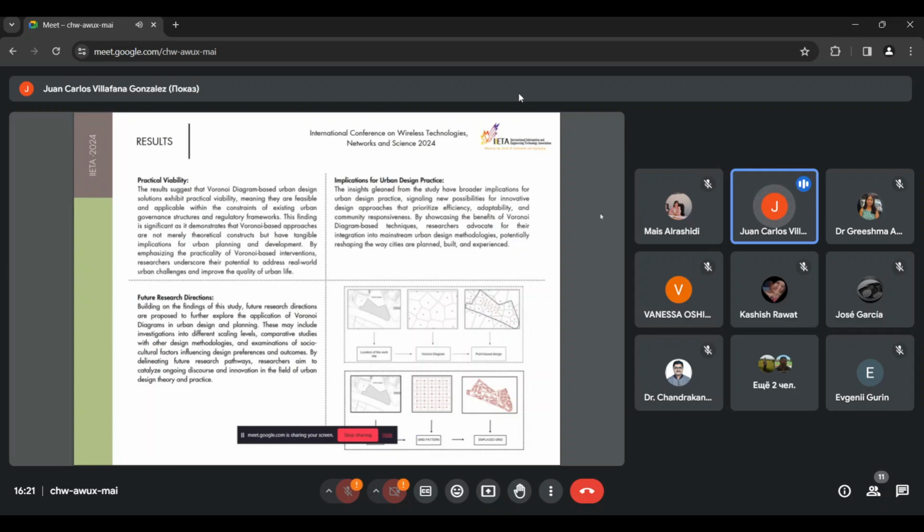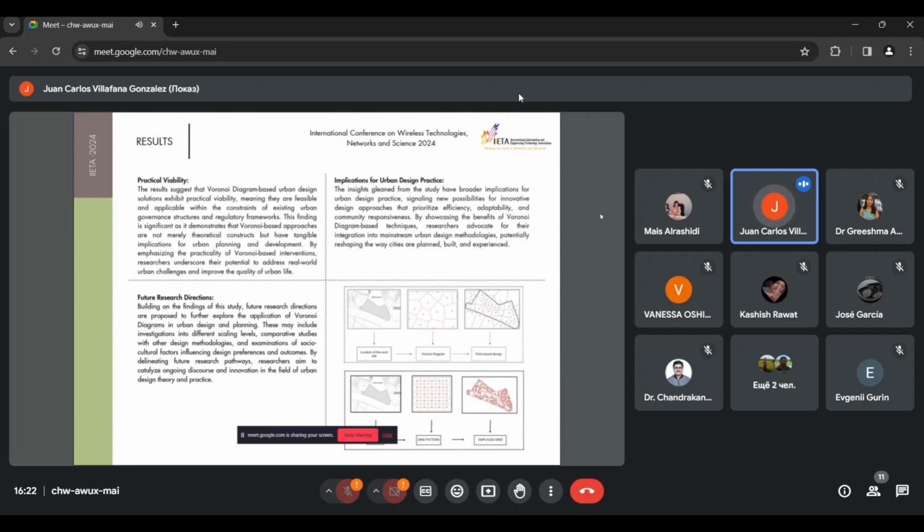Implications for urban design practice. The insights generated by the study have broad implications for urban design practice, opening new possibilities and innovative design approaches that prioritize efficiency, adaptability, and community responsiveness. By showcasing the benefits of Voronoi diagram-based techniques, the research advocates for their integration into mainstream urban design methodologies, potentially reshaping the way cities are planned, built, and experienced.